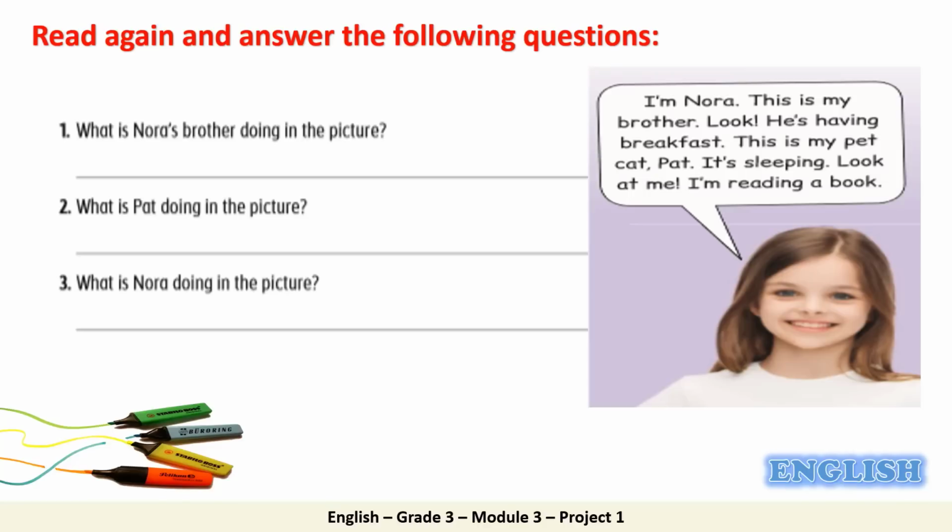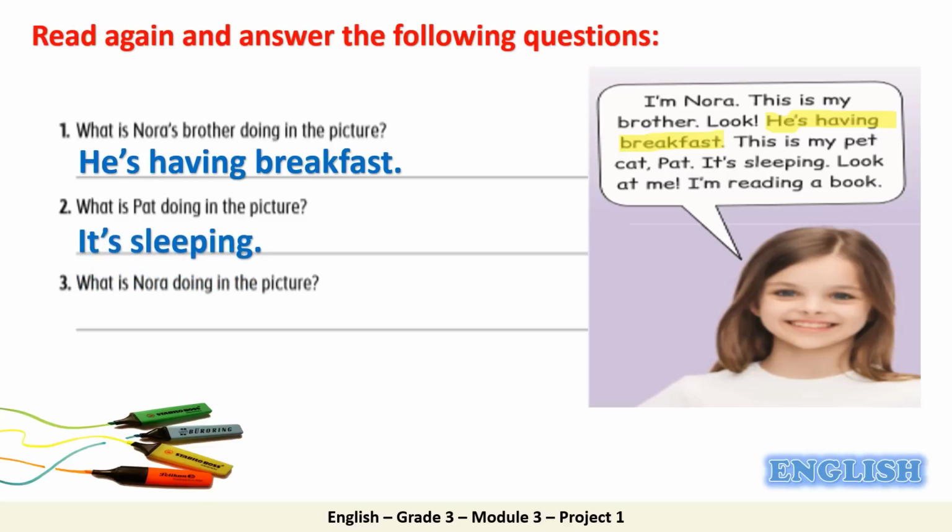Number 1. What is Noura's brother doing in the picture? He's having breakfast. Did you highlight it in the paragraph? Super! Now let's move to the second one. What is Pat doing in the picture? It's sleeping. Did you find it? Great! The last one is, what is Noura doing in the picture? She's reading a book. You did a great job.